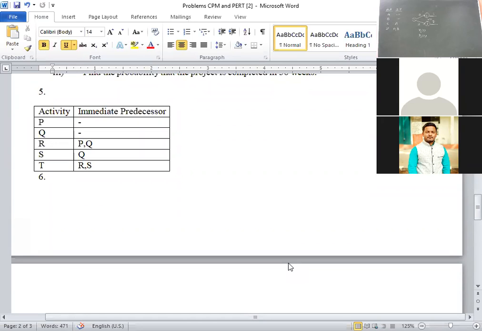Dummy activity, okay, with 0 time duration. It is represented by a dotted line and is introduced in a network to clarify the activity pattern under the following conditions. First condition is it is created to make activities with common starting and finishing events distinguishable. Second one, to identify and maintain the proper precedence relationship between activities those are not connected by the events.